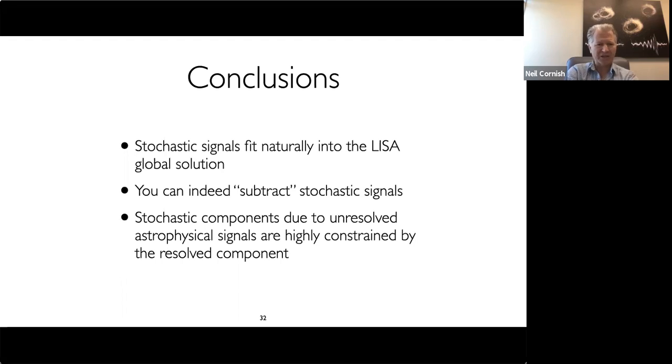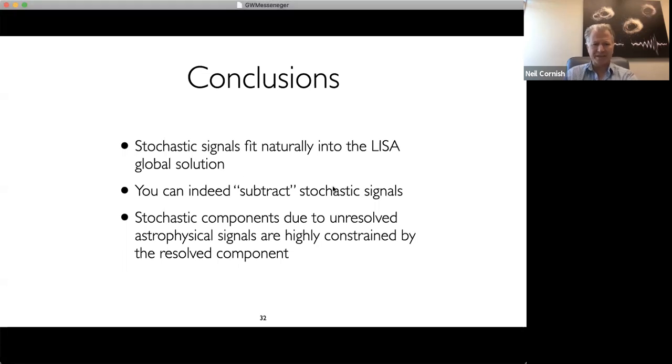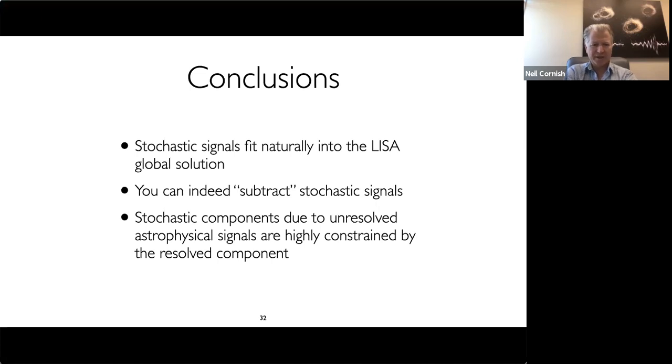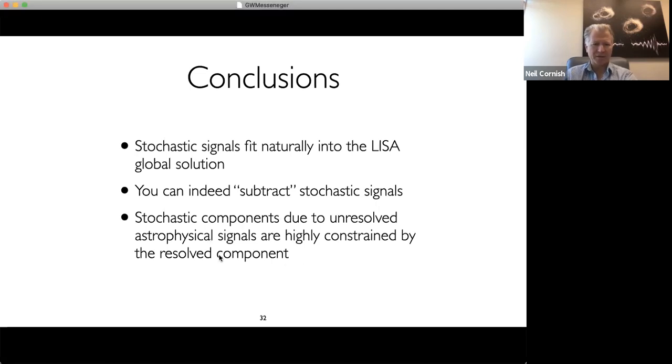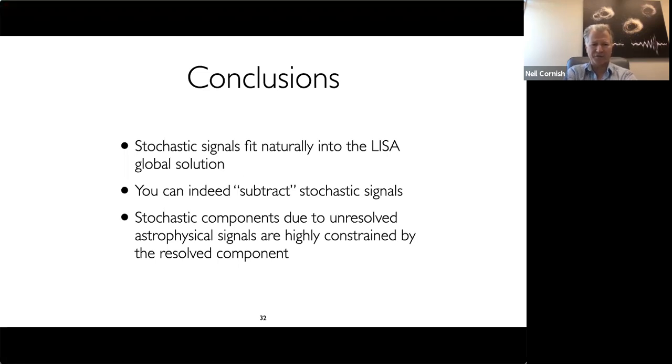So we might actually need to fit directly like we do in pulsar timing. So if needed, we can indeed subtract stochastic signals, as Chiara was wanting us to do. And a really key point that I'll leave you with here is that the stochastic components that aren't from the early universe have spectra that are highly constrained by the resolved components. So we can do a very good job of fitting those out.